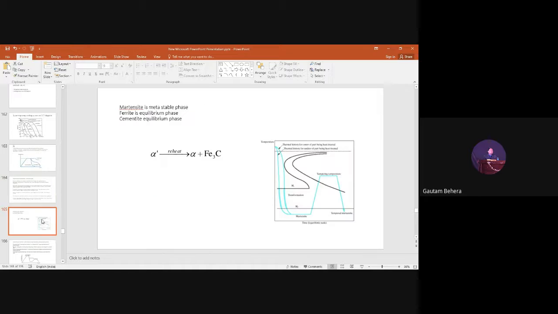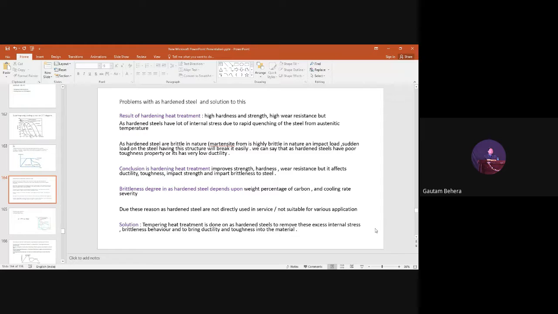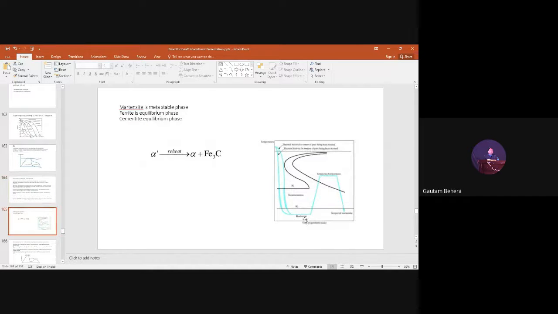Martensite cannot be converted to bainite. Why? This is the question from my side. Can you convert martensite into bainite? Can you convert that? No, sir. Let Sivasis answer. Can you convert martensite into bainite?